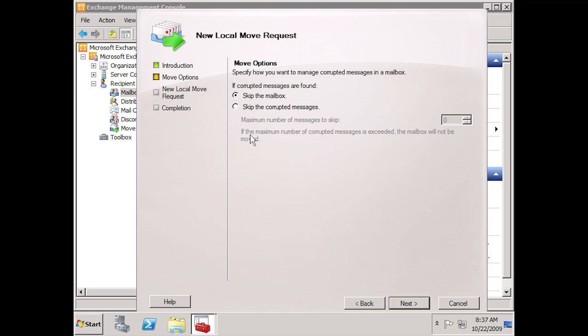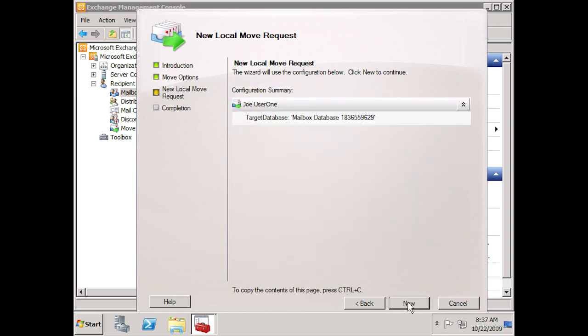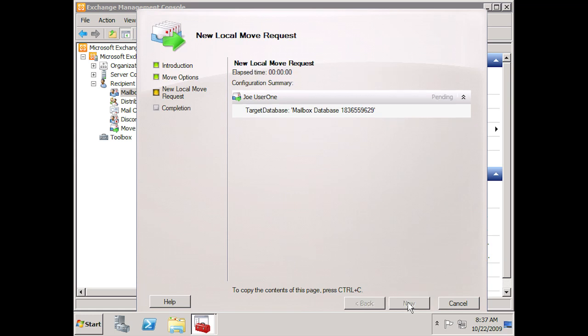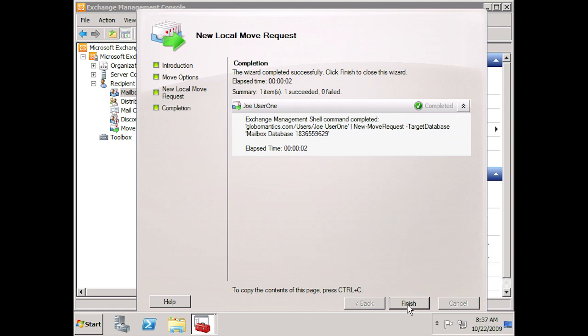Now notice it says if the maximum number of corrupted messages is exceeded, the mailbox will not be moved. So in our case, we'll leave it at skip the mailbox because we're pretty confident that there are no corrupted messages. And we'll click Next. It gives us a configuration summary, and we click New. And you can see that it completed pretty quickly, actually. So we click Finish.